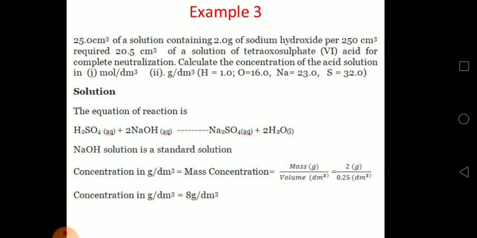Like I said, that sodium hydroxide is a standard solution. So the mass concentration of sodium hydroxide is given as mass over volume, which is 2 all over 0.25. Don't forget, I have converted the volume in cm cube to dm cube by dividing by 1000, and that gives me 0.25. So if I say 2 divided by 0.25, I'm going to get the mass concentration of the sodium hydroxide as 8 gram per dm cube.